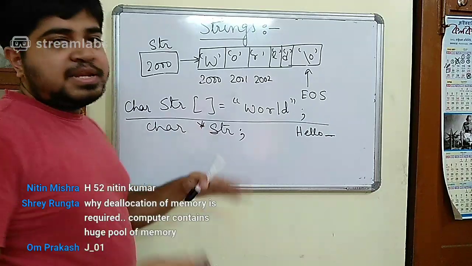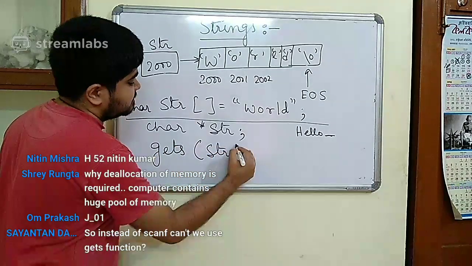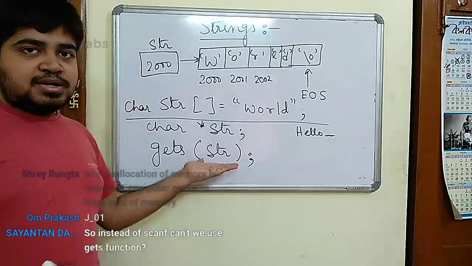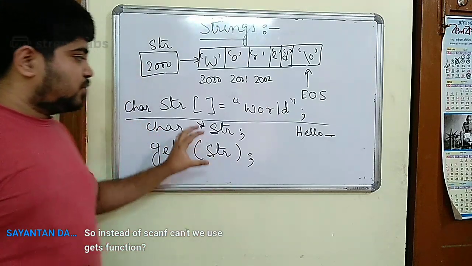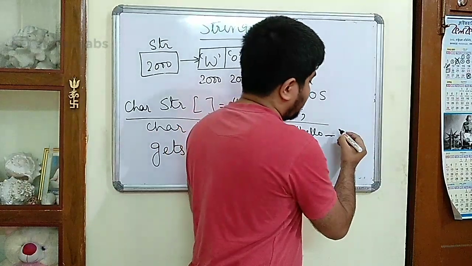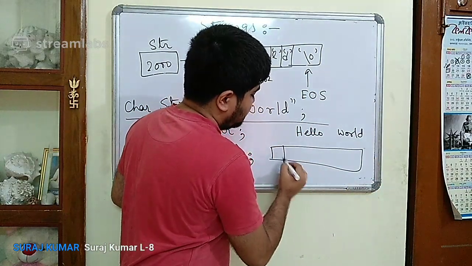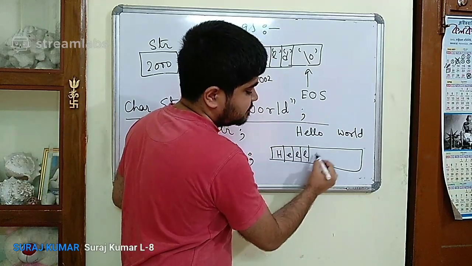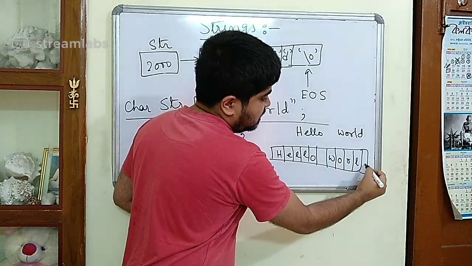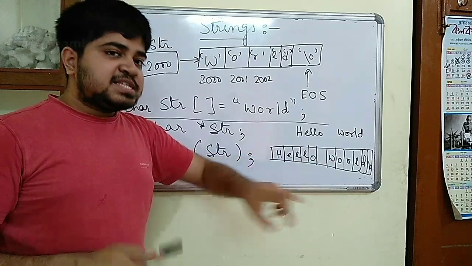So instead of simply writing scanf, you can use gets, and within brackets you specify str. So this can be done, right? With gets str, we are taking that input directly. If I give something like hello world with a space, the string will be taken as it is, including the white space. A space will be here, obviously, and then world followed by a slash zero. So over here, spaces are also taken.